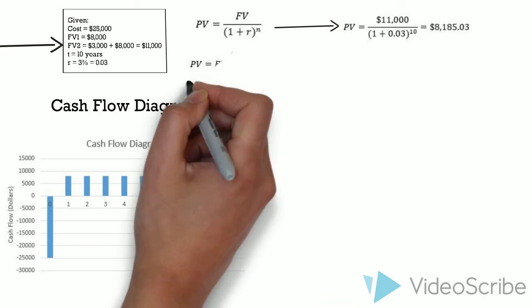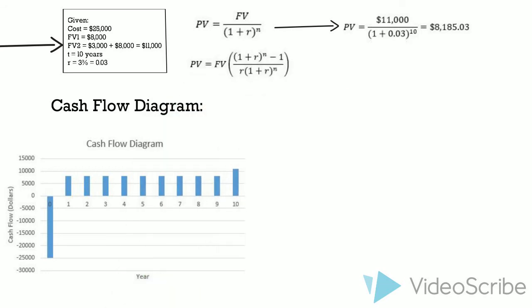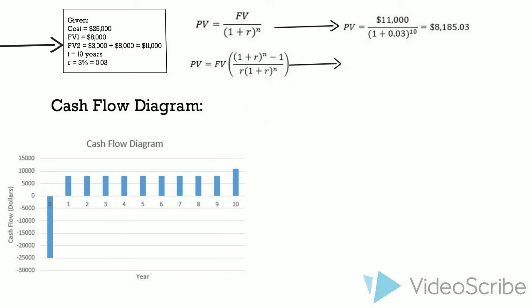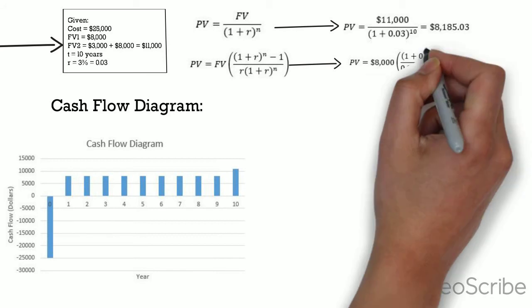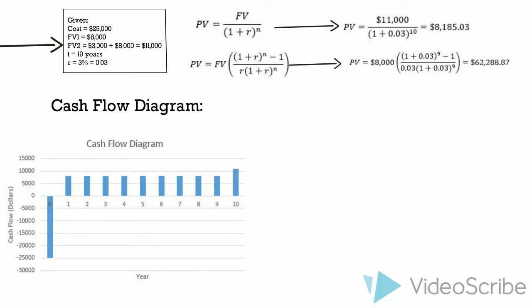Similarly, we can efficiently calculate the present value of the $8,000 investments over the initial 9-year period by using the following formula. 8,000 times 1 plus 3% to the 9th power minus 1, divided by 3% times 1 plus 3% to the 9th, is equal to the present value of roughly $62,000.